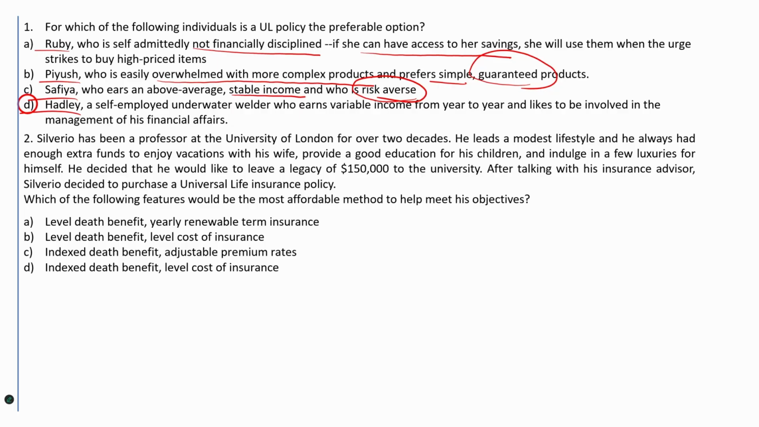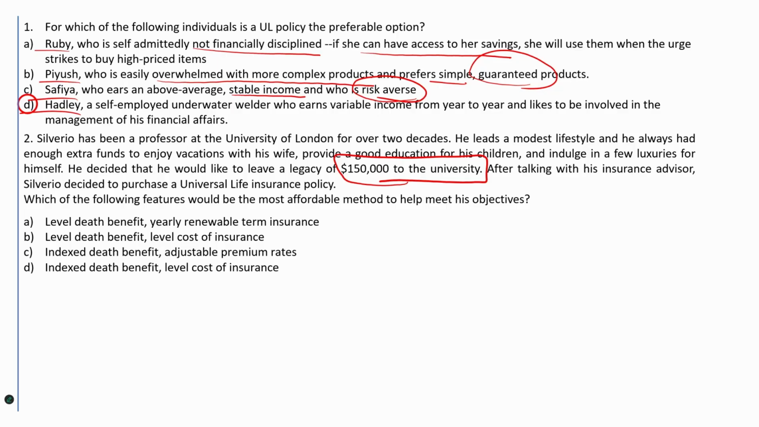So which of the following features would be the most affordable method to help meet his objectives? Does he need a level death benefit or an index death benefit? He wants to leave $150,000 to the university. And nowhere in the question is it telling me that if he lives 10 years more, he wants to leave more money, right? It just says that whenever he dies, he wants to give $150,000. So he doesn't need an index death benefit that's going to increase every year. He needs a level death benefit.